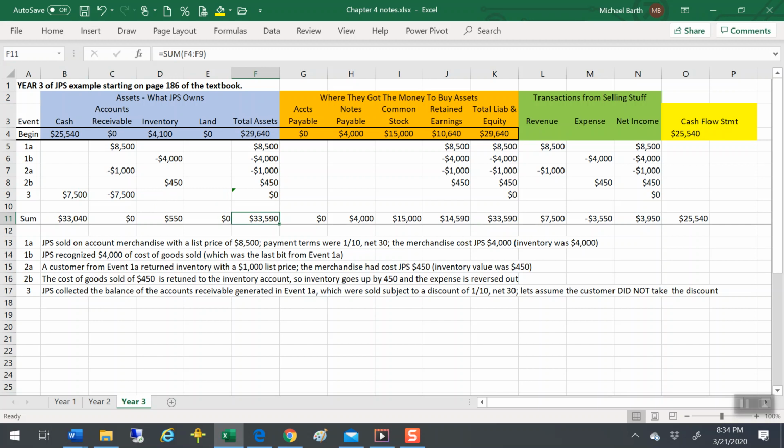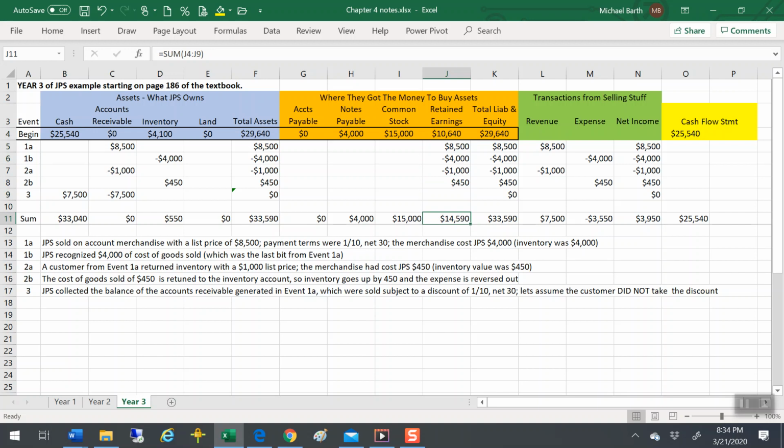Our total assets still $33,590. Our total liabilities and equity $33,590. And those have gone up by $3,950 over the course of the year. Retained earnings had been 10,640 at the beginning of the year, add 3,950 to that, and everything still balances out.